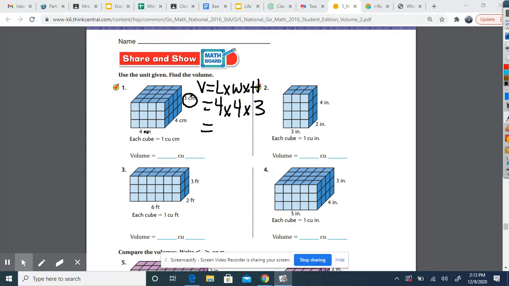So I can solve this by doing 4 times 4, which gives me 16, and then 16 times 3, which we can work out up here and practice our multiplication skills. 3 times 6, 18. 3 times 1 is 3, plus 1 is 4. So our volume is going to be 48 cubic unit centimeters. All we did is we took length times width times height.